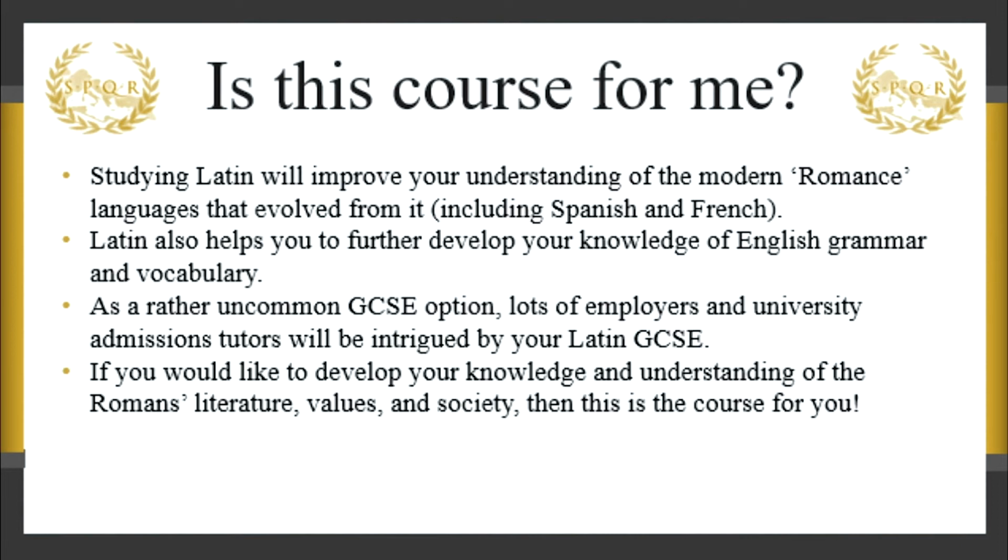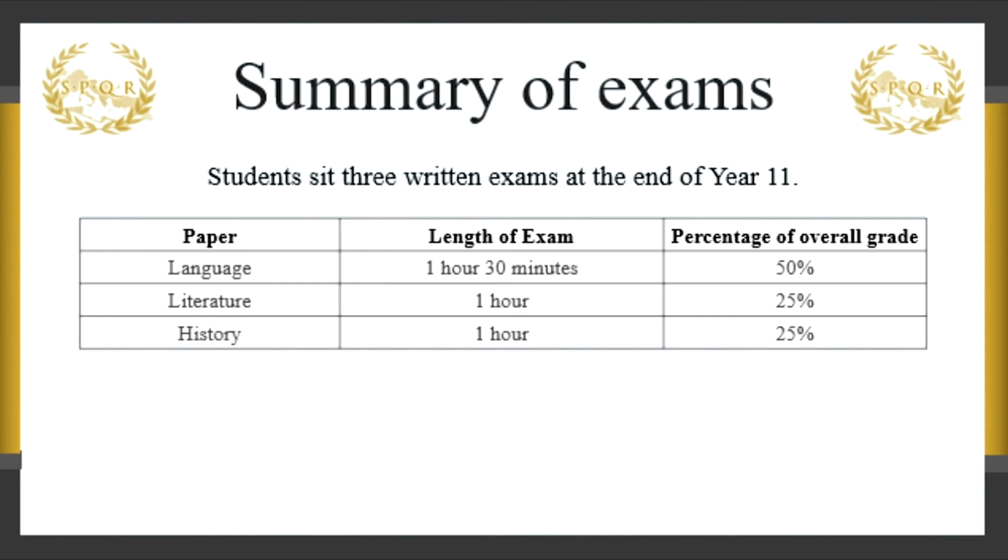The Latin GCSE course is broken down into 3 modules or components, and you would sit 3 exams, all written at the end of Year 11. The first paper is a language paper, which lasts for 1 hour and 30 minutes. This makes up 50% of your overall grade, and this is the kind of grammar, exercises, translations and comprehensions that students have practiced throughout Year 7, 8 and 9, albeit at a slightly more advanced level.